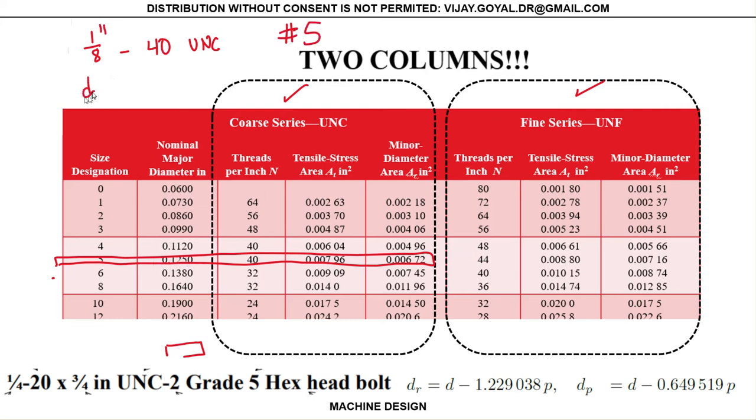That's what it's giving you, the major diameter. And it has 40, so it's 40 right here. And then this just gives you the tensile area and the minor diameter. We're going to use that. So it's only given in the table.